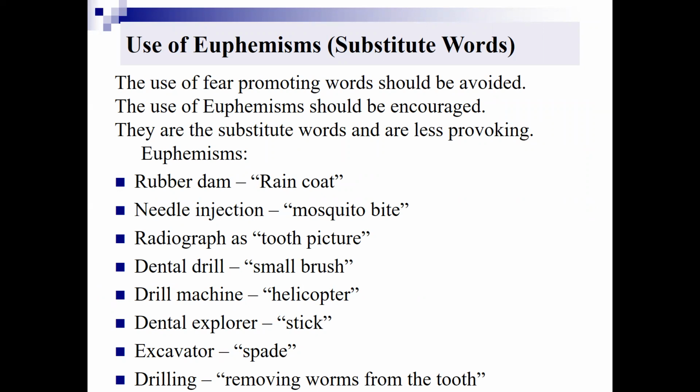Explain the procedures briefly using euphemisms. Euphemisms are substitute words which are less provoking and are essential for effective communication. You may use the following euphemisms. For example, rubber dam is a raincoat. Needle injection, mosquito bite.